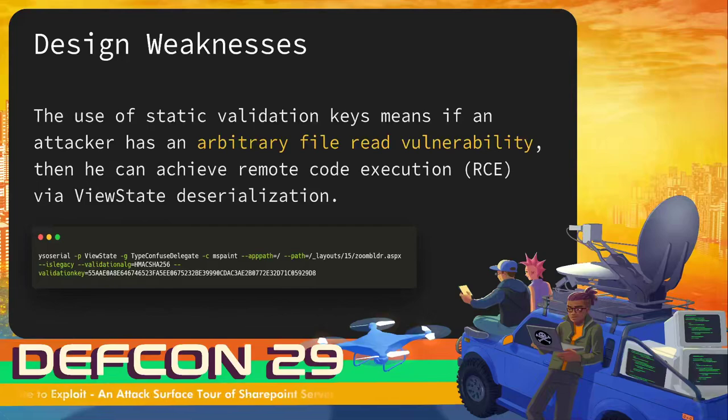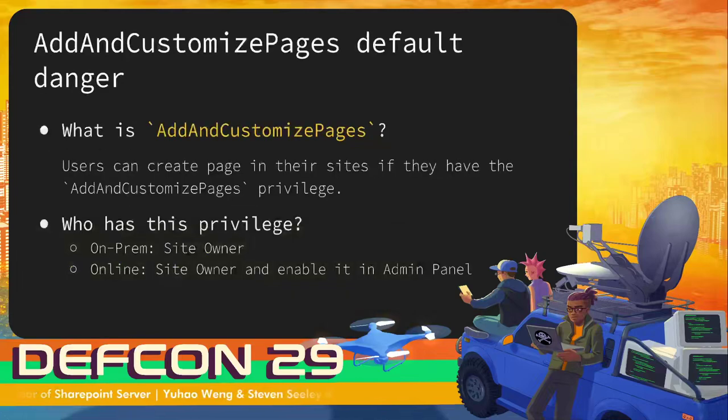I'm not very sure, but regardless, if a file disclosure vulnerability is found in SharePoint, it means that you have an arbitrary command execution. The Edit Customized Pages permission is dangerous. This permission allows users with this privilege, site owners, to upload pages on their site. This also works on SharePoint Online as well as SharePoint On-Premise, but it should be enabled by an admin in SharePoint Online.